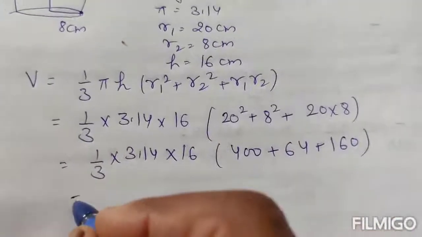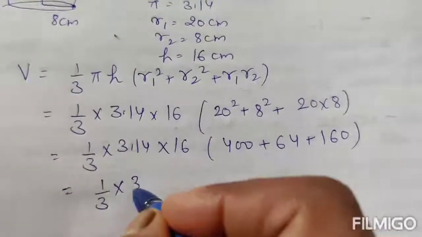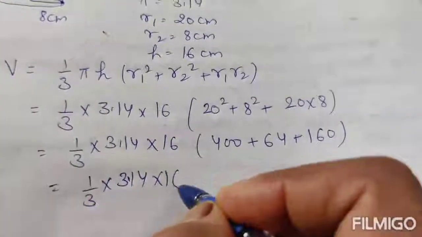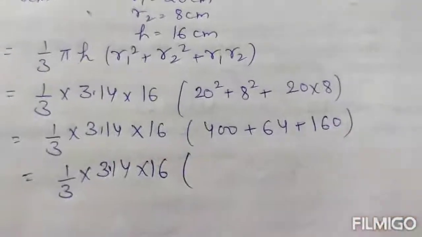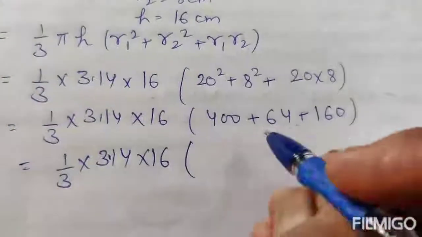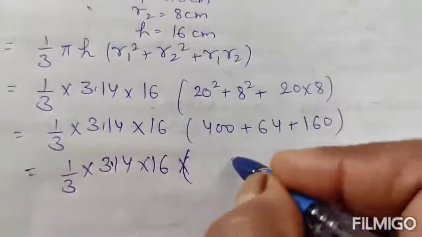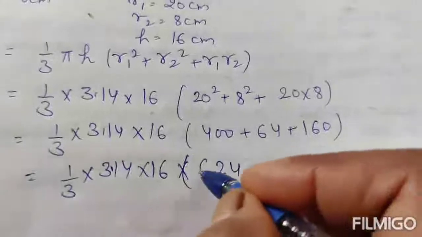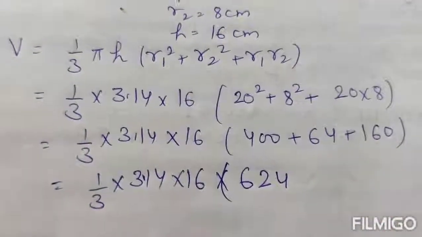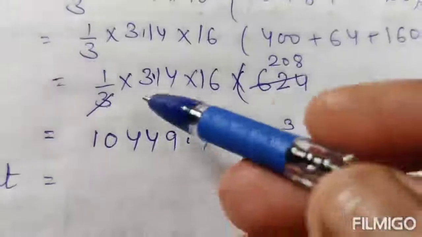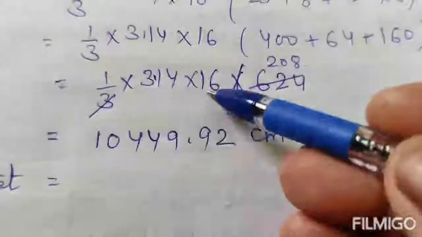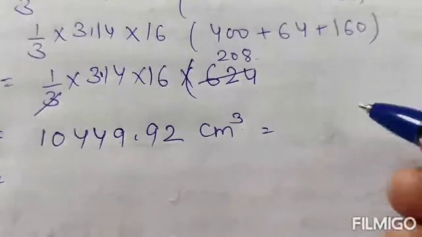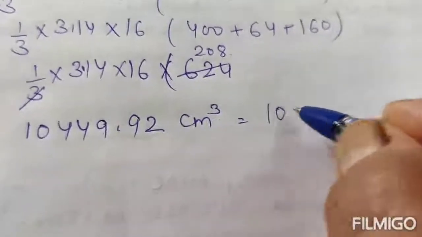Now solve 1/3 × 3.14 × 16 and adding this 400 + 64 + 160 gives 624. Now multiplying this we get 208 × 16 = 10,449.92 centimeter cube. Now convert into liter, then divide by 1000.